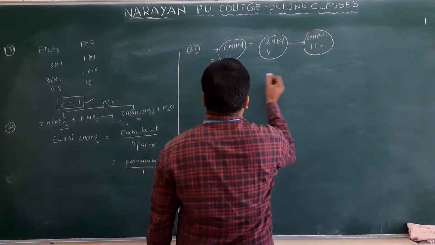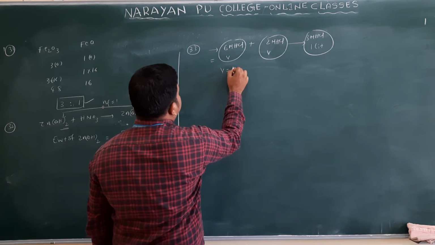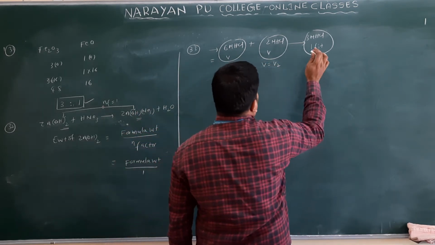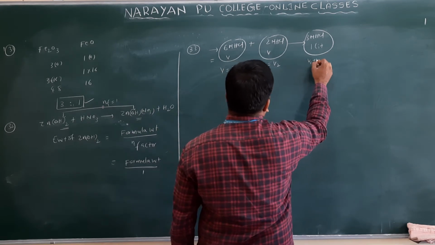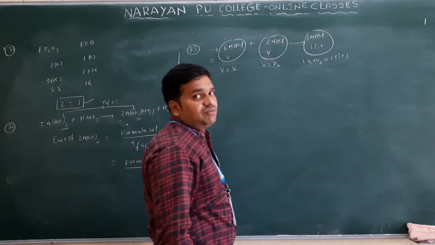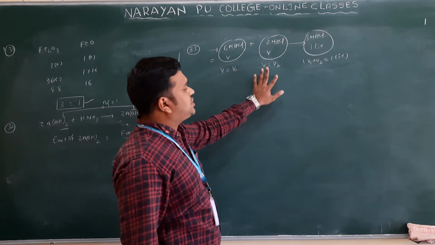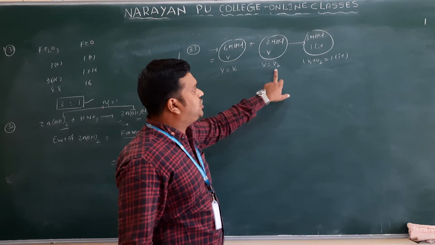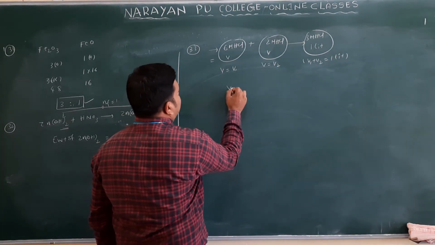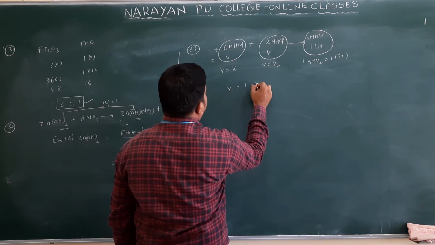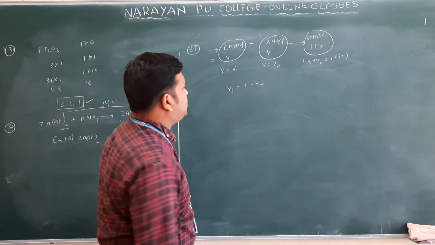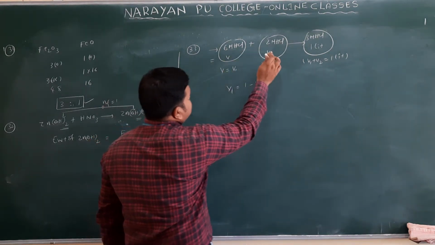Suppose the first volume I am writing as V1 and the second as V2. What is the total volume? V1 plus V2 is equal to 1 liter. Why V1 plus V2? Because if you mix these two, the total volume is V1 plus V2, that is 1 liter only. From this I will write V1 is equal to 1 minus V2.